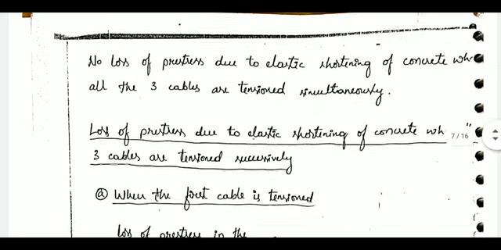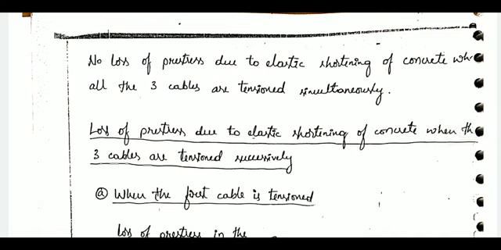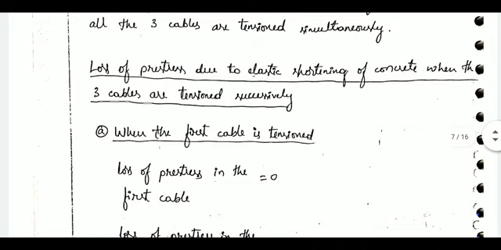Next, second case, loss of prestress due to elastic shortening of concrete when the 3 cables are tensioned successively, that is one after the other. So in that case, first we will apply the tension for one cable. When you apply the tensile force for the first cable, you are just stretching the cable and the remaining 2 cables are at rest. We have not touched them. We are applying the force for only one cable.